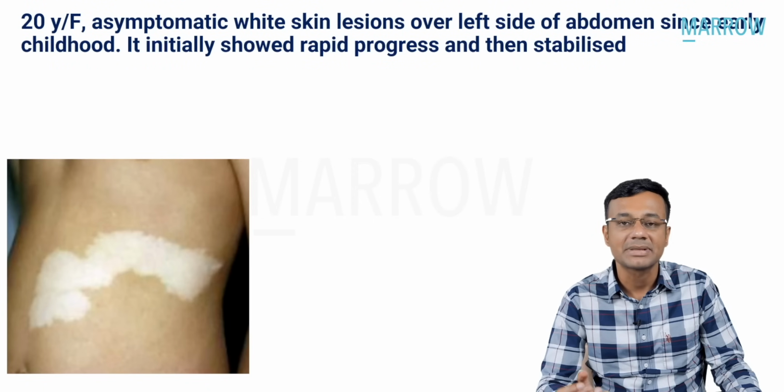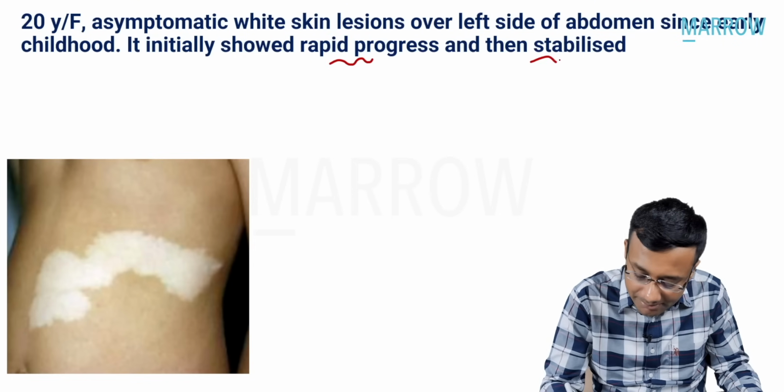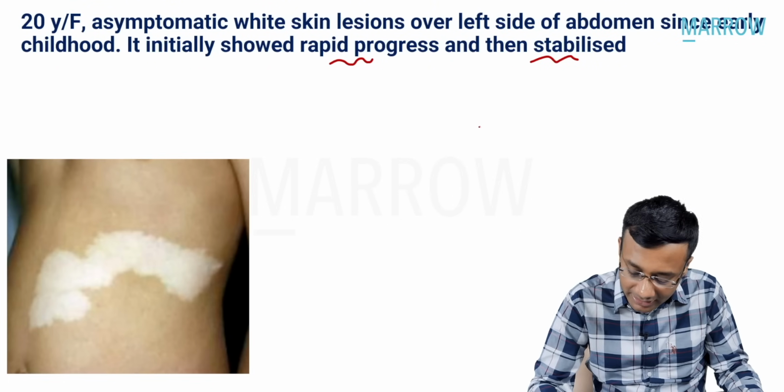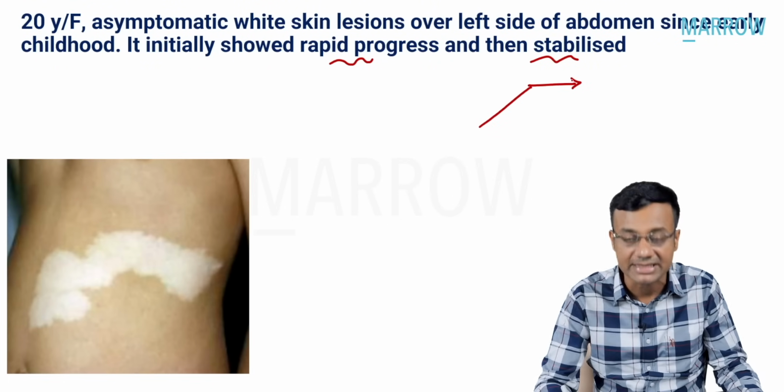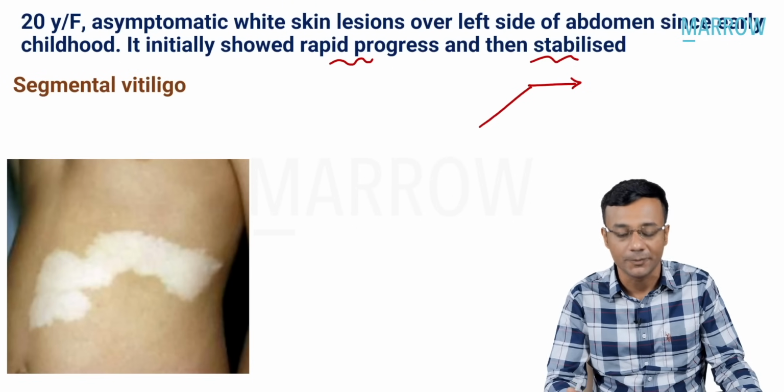A 20-year-old female presents with asymptomatic whitish skin lesions on the left side of the abdomen since early childhood. Initially, it shows rapid progress and then stabilizes. This point is very, very important, has been tested twice in the exam. Rapid progression and then stabilization. This course is referring to segmental vitiligo.